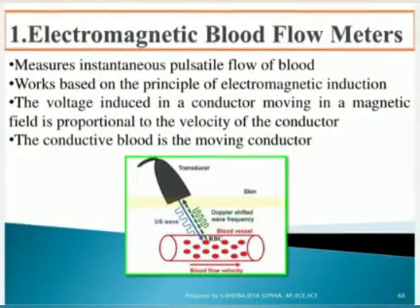There are many types of blood flow meters, like electromagnetic blood flow meters, which measure the instantaneous pulsated flow of blood, and work on the principle of electromagnetic induction. The voltage induced in a conductor moving in a magnetic field is proportional to the velocity of the conductor. The conductive blood is the moving conductor. Here you can see how electromagnetic blood flow meters work. The electrode transducer is touching the human body, and based on the blood flow velocity and the Doppler shifted wave frequency received, the changes are measured.